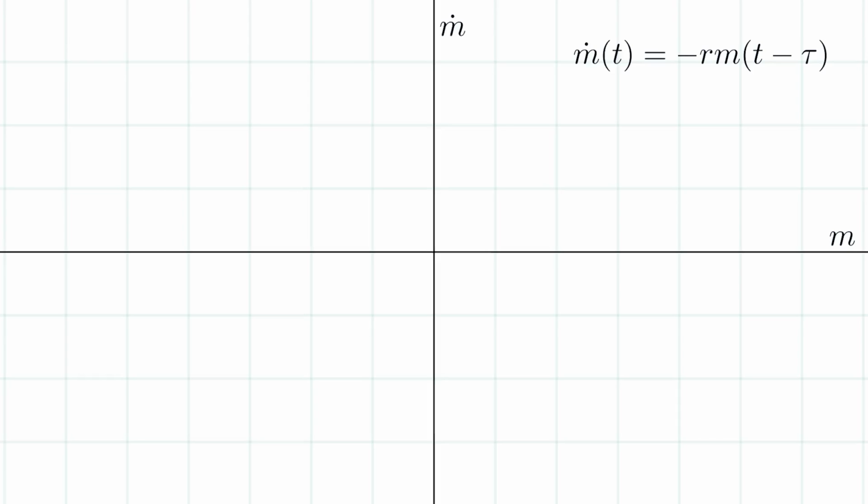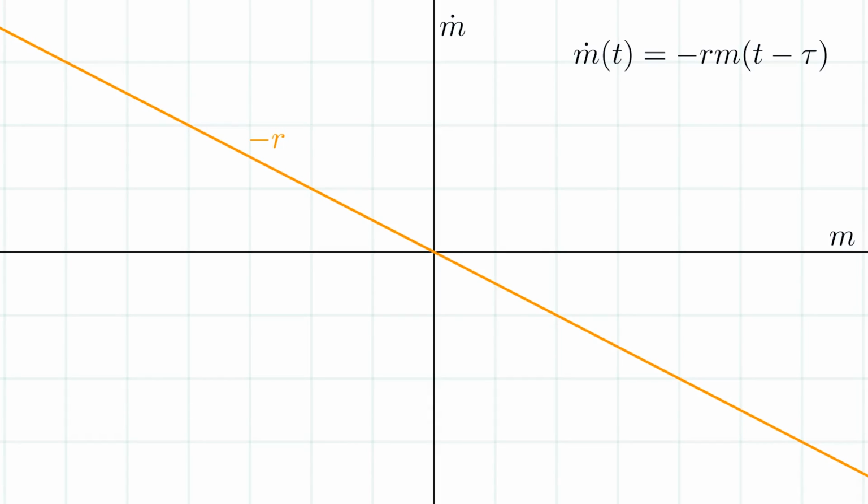Now if there was no tau present, then we would just have m dot as minus r m of t. So it's a straight line with slope minus r. So if there was no delay, and here was a value m of t, then we would go to the line minus r, and this would give us m dot of t.